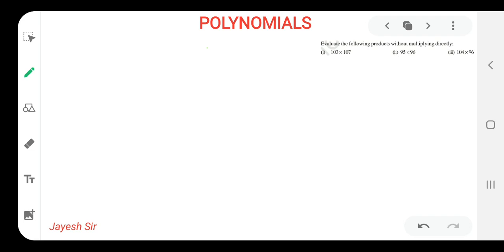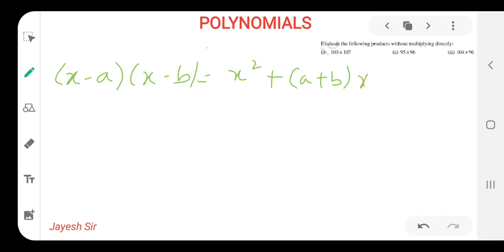That is 95 into 96, that we can relate as x minus a into x minus b. That formula can be written as x square plus, yes, a plus b. If you cannot relate it with that formula, or you don't remember that formula, then you can solve it by this formula also. Only the change would be the minus sign, friends.